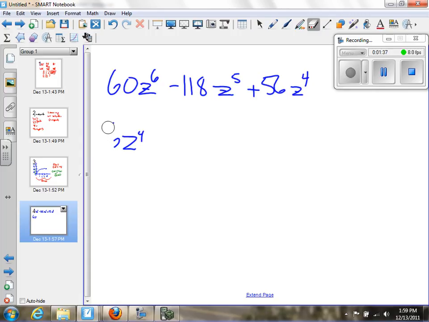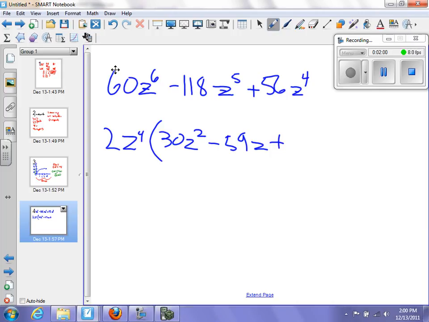So what is going to be the constant that I'm going to be able to factor here? 2. Just 2? Okay, so 2z to the 4th, and that's going to end up with 30z squared minus, what, 59z? Oh yeah, that's causing our problem. Plus 28. My calculation skills are getting even worse. Does that look about right? Okay.